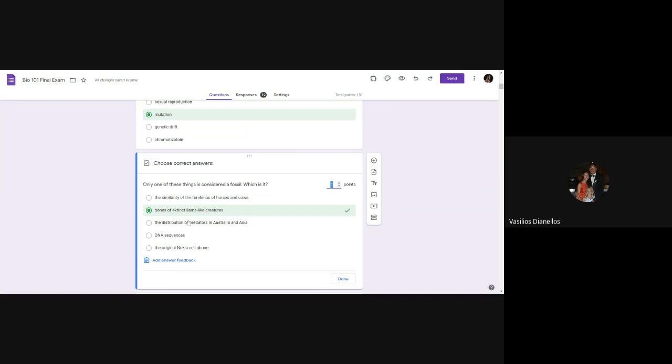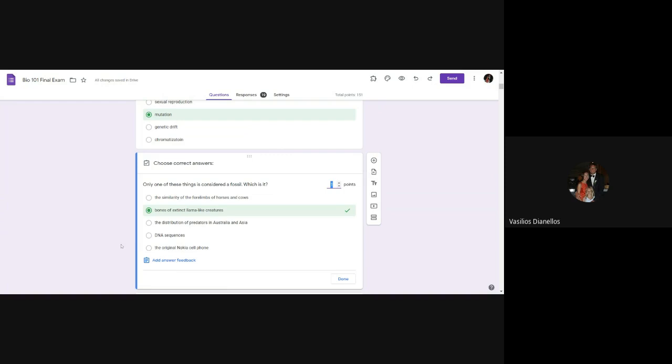The distribution of predators, no. Because you're looking at things that are alive. That's not a fossil. DNA sequences, no. Again, that's not a fossil. And then, of course, I just threw in something completely odd and off the wall, the original Nokia cell phone. But anyway, that's that.